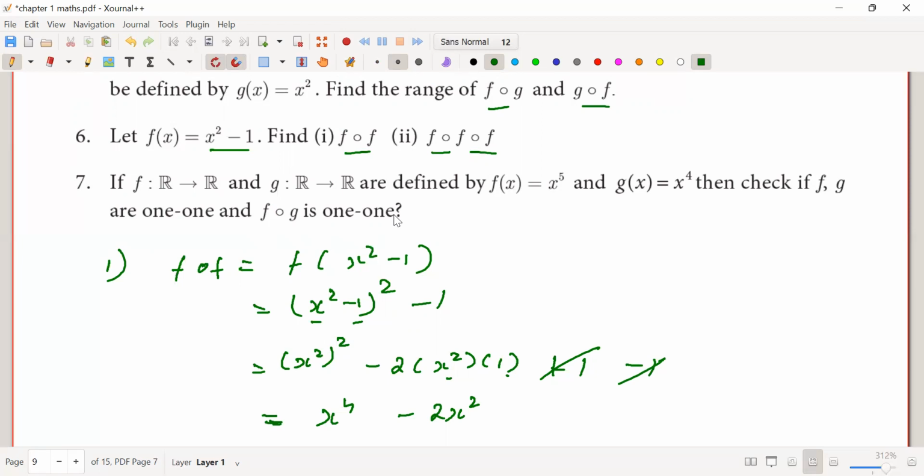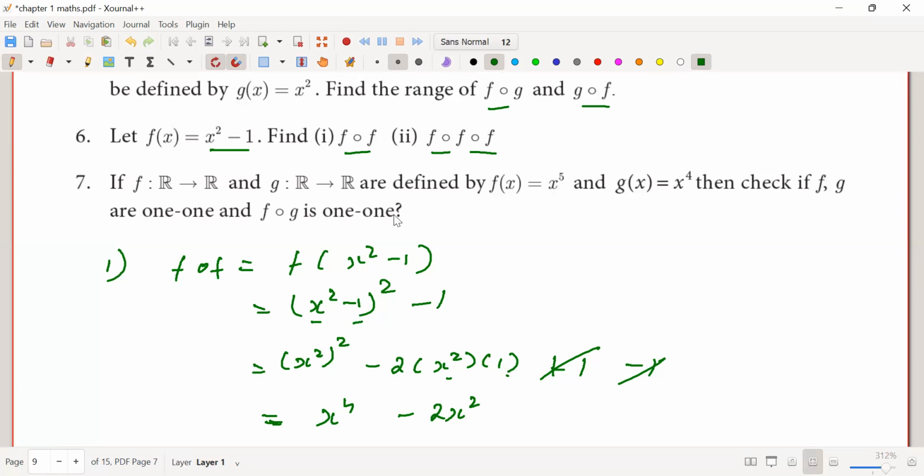Actually, I can say that f of x is 1 to 1. But g of x is not 1 to 1. f of g of x would not be 1 to 1. Because I can perceive that if I put x equal to minus 1, minus 1 power 5 would become minus 1. If I put plus 1, it becomes plus 1 itself. Then if I put minus 2, it becomes minus 2 power 5. 2 power 5 is 64, so here will be minus 64. If I put plus 2, it would be plus 64.